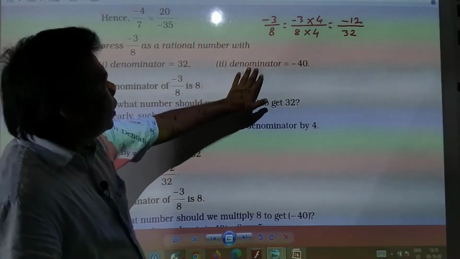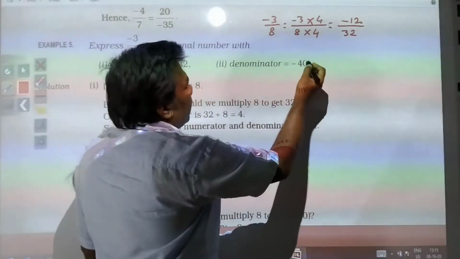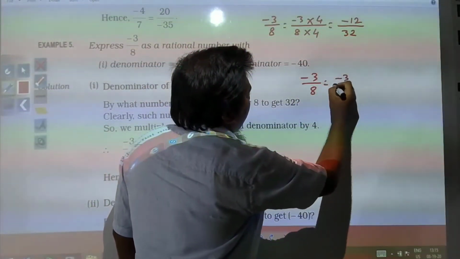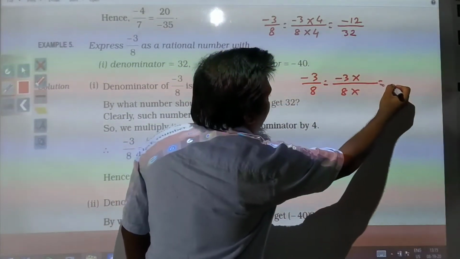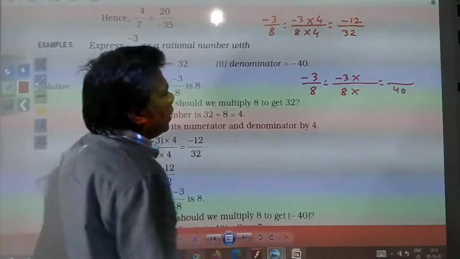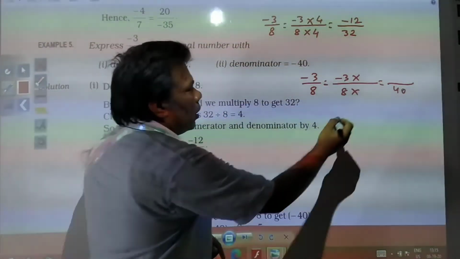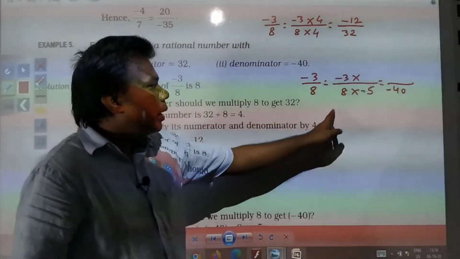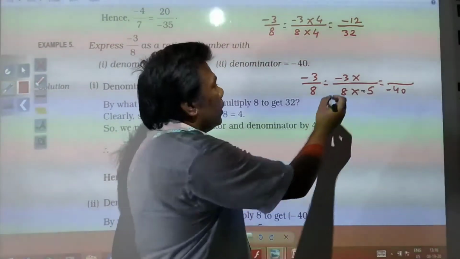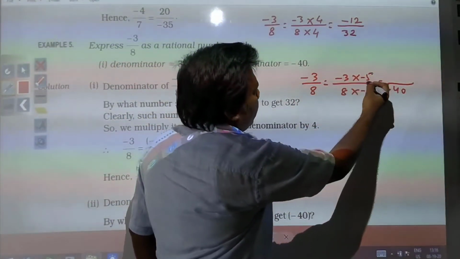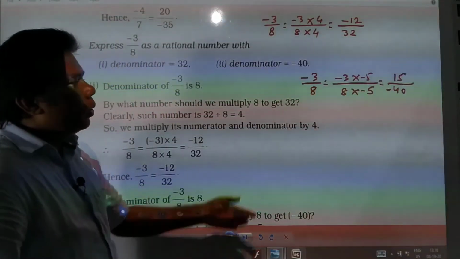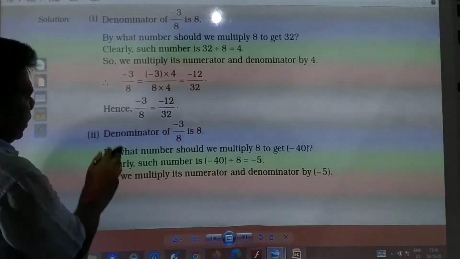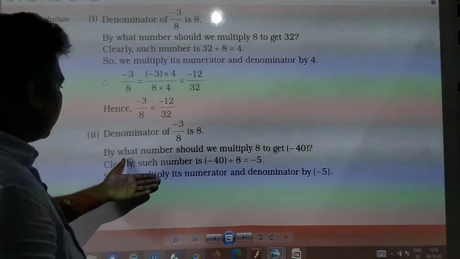Then you have denominator minus 40. So when will we get denominator minus 40? What number is required to be written over here, so that we will get minus 40? For getting 40, 8 fives are 40, but it should be minus, so that you will get minus 40. So minus 5 is required to be written over here also, minus into minus plus, and 5 threes are 15. So your answer will be 15 by minus 40. Next you have, the same thing has been done.